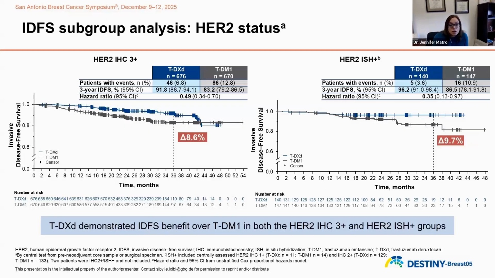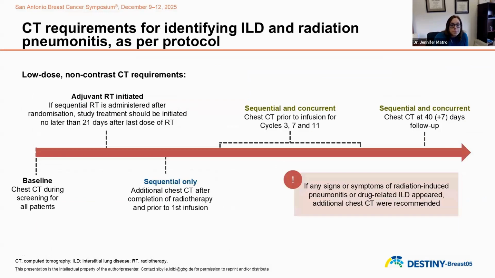And again, we see the curve separating. So this is based on HER2 status. There are different ways that we can look at HER2. Overall, the benefit was significant, about a 9 to 10% improvement in recurrence risk with the Enhertu over the Kadcyla. And what they presented in San Antonio was safety. So Enhertu was given for 14 cycles.